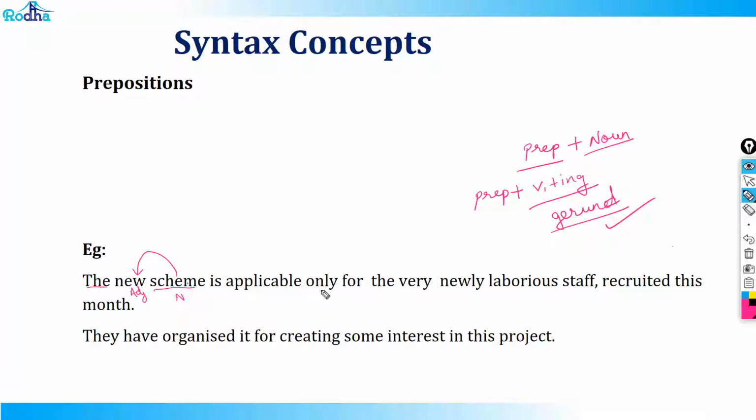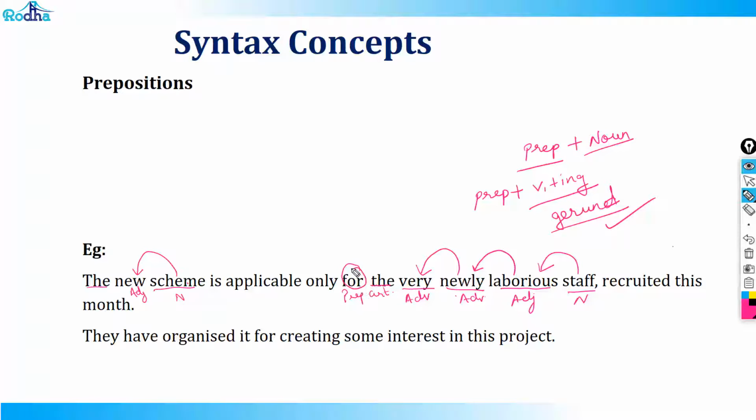Is applicable only for the very newly laborious staff. Now staff is the noun, right? Laborious shows the adjective. And which kind of laborious? Newly, that shows the adverb. And again very is coming before that. That means very is again an adverb, because an adverb can qualify another adverb. Now after that we can see the article. We have found this formation again, right? And here we can see that for is coming and for is showing the preposition of a noun.